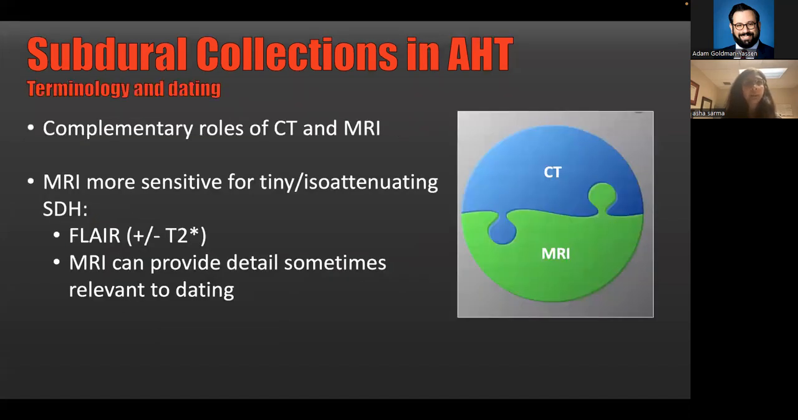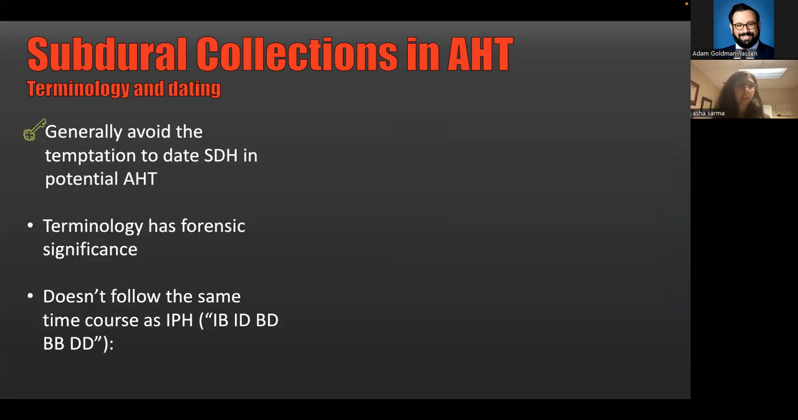CT and MRI play complementary roles in assessing these collections. MRI can be more sensitive for tiny or iso-attenuating subdural hemorrhages, especially with FLAIR or gradient echo sequences. On CT, when we do dual energy, the bone removal images can be quite helpful for seeing tiny subdurals adjacent to the inner table. And MRI can sometimes provide detail that is relevant to dating, as we'll discuss.